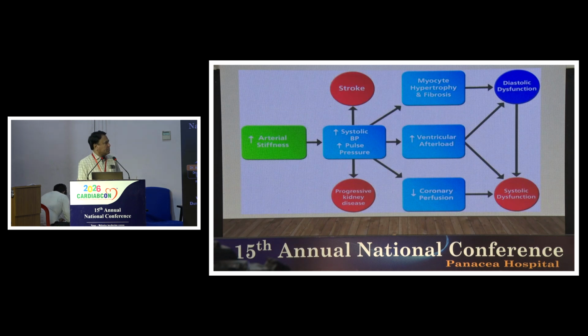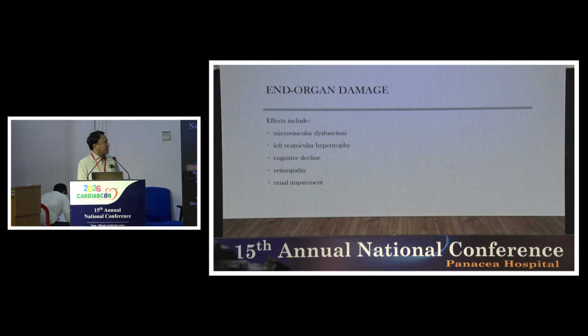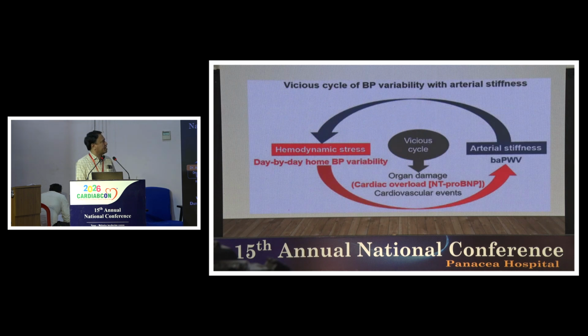So this is just explained in that cartoon, and all this is responsible for end organ damage, micro and macrovascular complications: left ventricular hypertrophy, cognitive decline, renal impairment, retinal impairment, peripheral artery disease. So this is a vicious cycle.